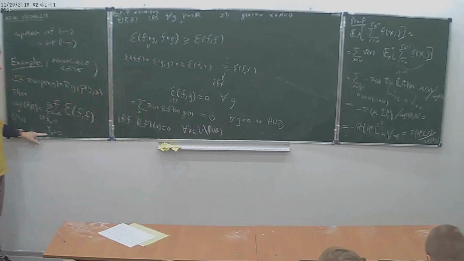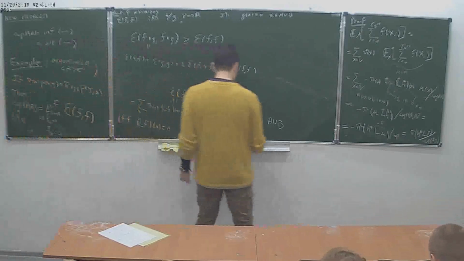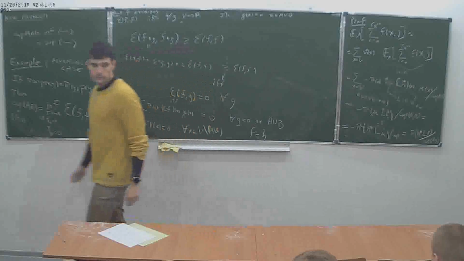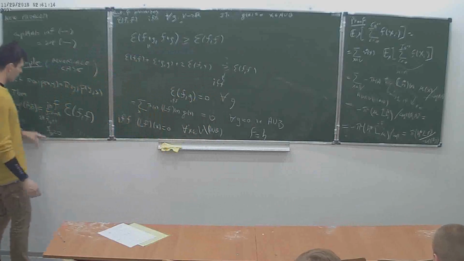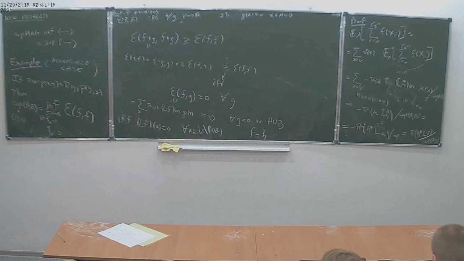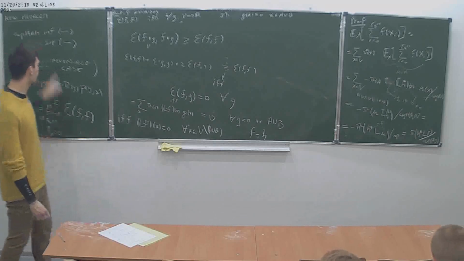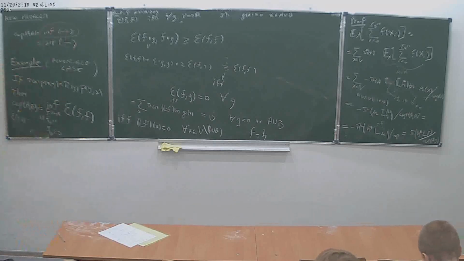So F minimizes if and only if this is true for all g, and this is the same thing as LF of x equal to 0 for all x out of A union B. But we have a unique F with such property, that is 1 on A, 0 on B, and harmonic on A union B. This F exists, and this F is equal to H. Right? This was the theorem we proved in the first lecture. We fixed the values on two sets. There is a unique harmonic extension away from these two sets. So the minimizer exists, and it is H.